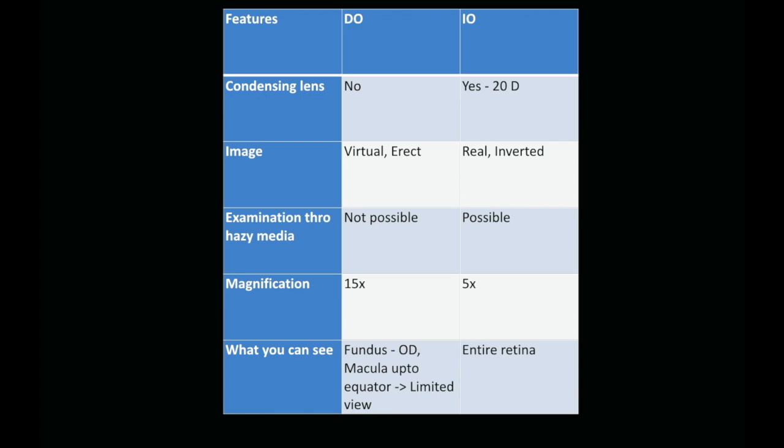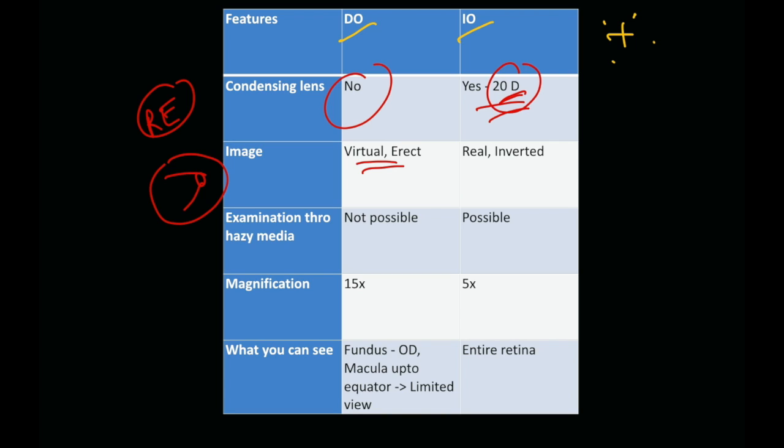The differences between direct and indirect ophthalmoscope are an important MCQ. Do we use any condensing lens here? No, we don't. But in the indirect ophthalmoscope, the lens commonly used is a 20 diopter lens. And what about the image in direct ophthalmoscope? It is going to be virtual and erect. For instance, if I'm going to see the right eye, I will see the image as in the right eye. Just like that. Okay. So nasally I will be seeing the optic disc. Temporally I will be seeing the macula.